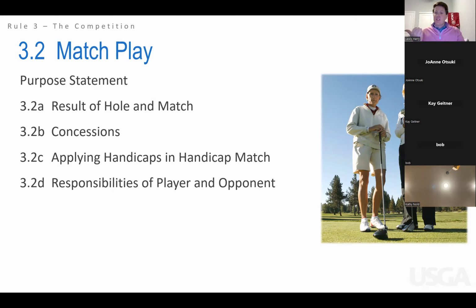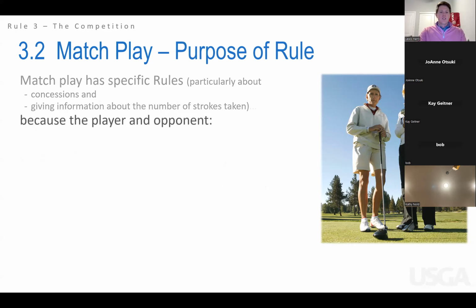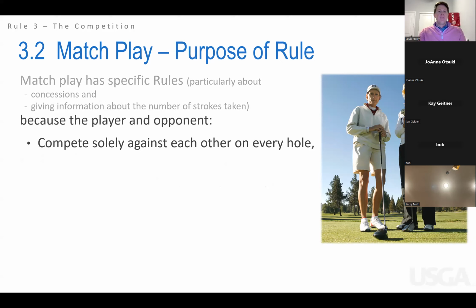So we have a few sections to talk about. We have to talk about how we determine the result of a hole or the match. We'll talk about concessions and how to concede certain things, applying handicaps in a handicap match, and then the responsibilities of the player and the opponent. This is where a lot of the key differences between match play and stroke play come into play. We already talked a little bit about match play having specific rules about concessions, giving information about strokes taken, the scorecard, things like that.